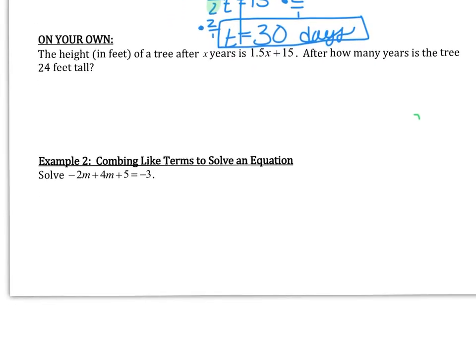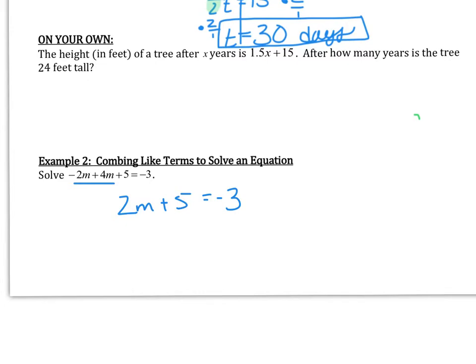Before we can get started, you can see that there's a negative 2m and a 4m that is definitely calling for attention to be put together first. So we add the negative 2m and the 4m, end up with just 2m plus 5 equals negative 3. And now it's just a standard 2-step equation.